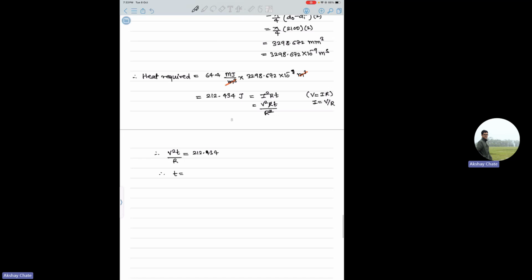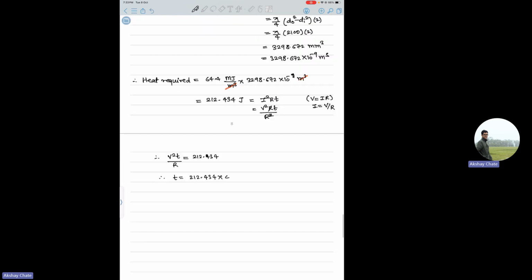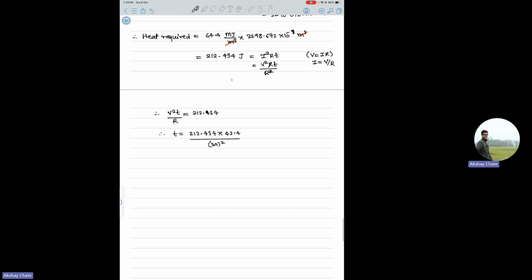And now you can calculate. So this will be 212.434. Resistance is 42.4 and voltage is 30. So 30 square is 900. Okay, so we can calculate that. So you get the time as 0.008, so basically 10 seconds. Okay, so this is the time for this flash butt welding process. This is how you try to solve these kind of questions.